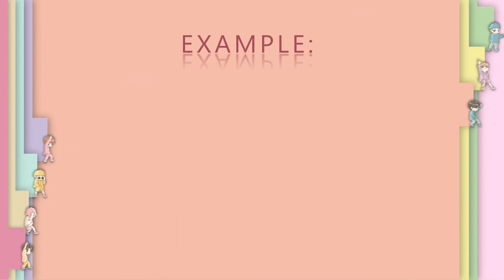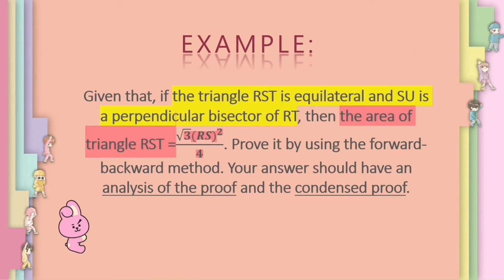For another example of a question involving the forward-backward method: given that triangle RST is equilateral and SU is a perpendicular bisector of RT, then the area of triangle RST equals square root of 3 times RS squared over 4. Prove it by using the forward-backward method. Your answer should have an analysis of the proof and the condensed proof.